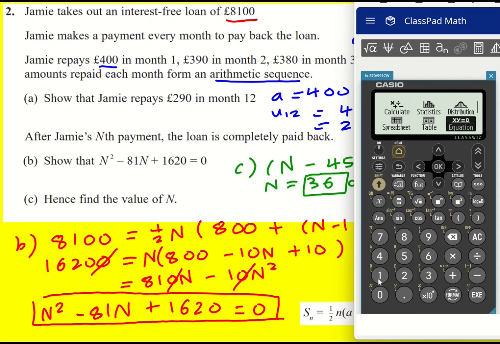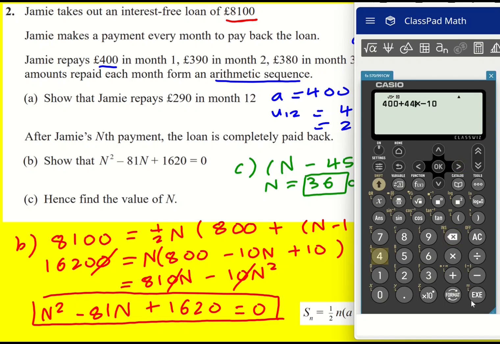Let me illustrate it. So if I go back to calculate. If I do a plus (n minus 1)d again, I could do 400 plus 35 times minus 10. So this would be the value of the last payment, 50. And then it would be 40, 30, 20, 10, 0, and it would be minus 10. So it becomes negative and it would start decreasing again.